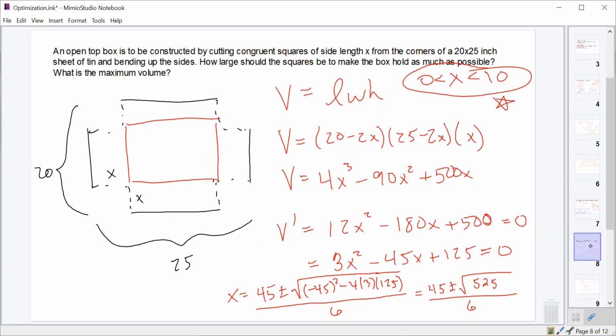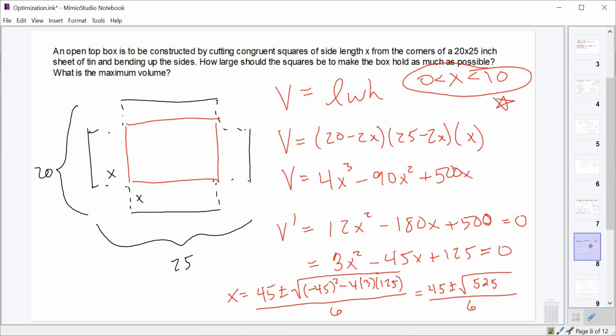And I think it asked what the max volume is. You could plug that in. I'm not going to spend our time right now since we're almost out of time. But you just plug that x value into your volume equation and get an answer. Good or no? Good. Cool. All right.